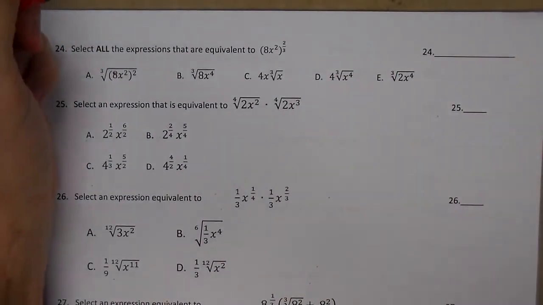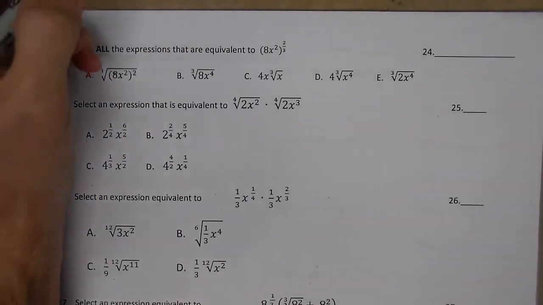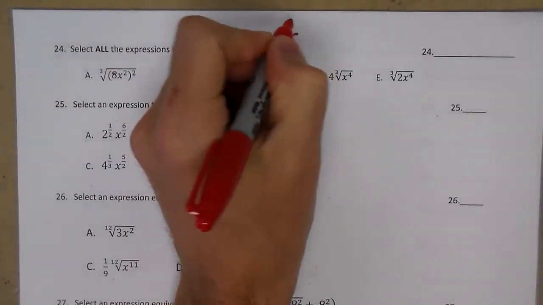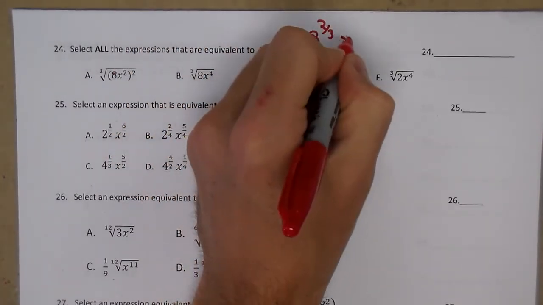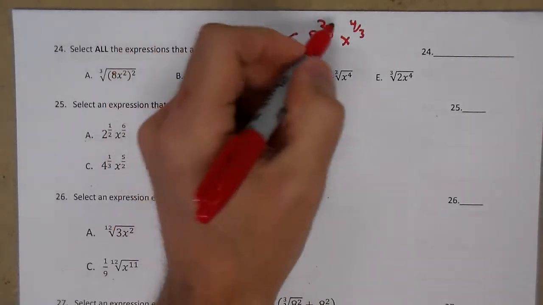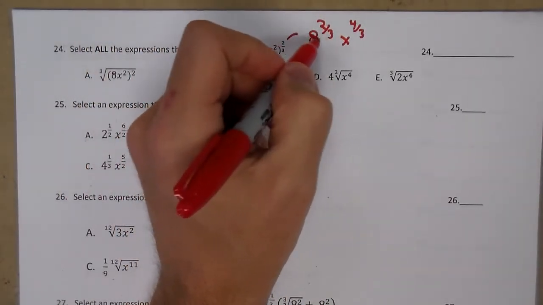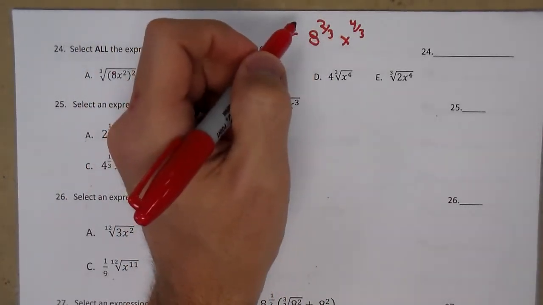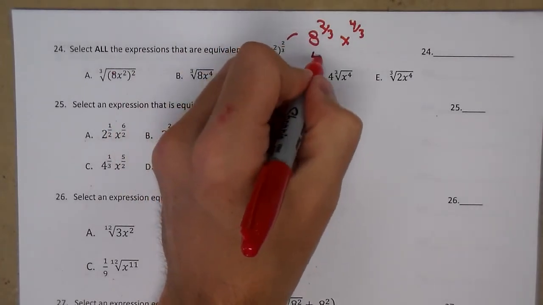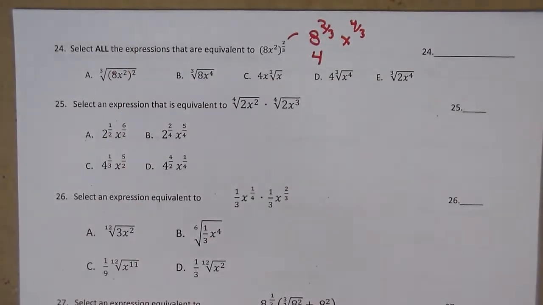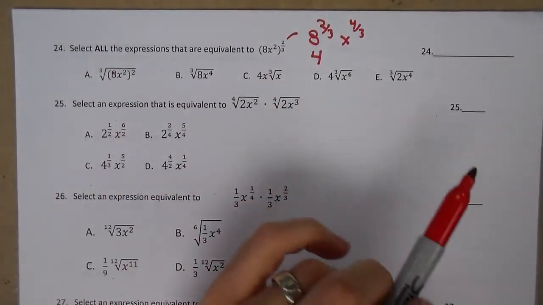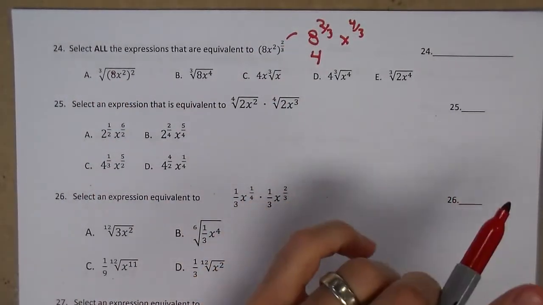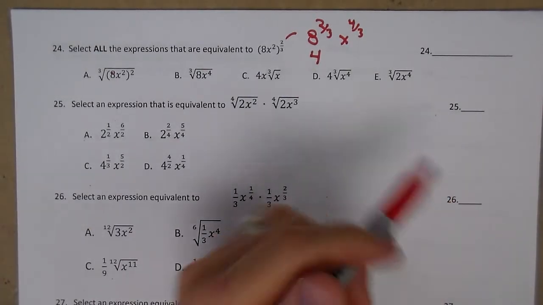In number 24, we need to select all the equations that are equivalent to what we had here. So I'm going to first play with this one and make it 8 to the 2/3, and that's going to be x to the 4/3. 8 to the 2/3, I could take the cube root of 8, and that's 2. So this could be 2 squared or 4. And that's going to help me go through and eliminate some answers. So I want to look for ones that have constants of 4, and those are going to work. Or I find the ones that don't, and I can just eliminate them.